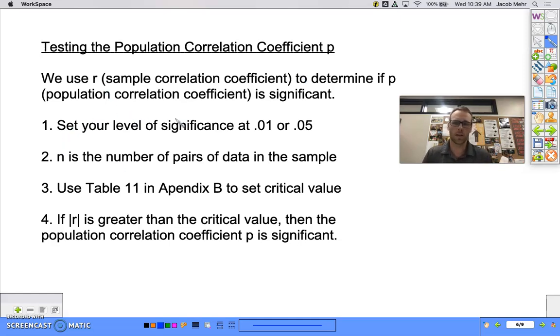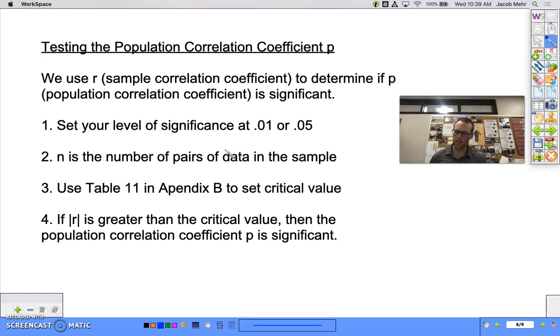So what we'll do is we'll set our level of significance at either 0.01 or 0.05. We're going to be using a table from the back of the book. Those are the two values. N is the number of pairs of data in the sample. So how many pairs of data do we have? That's our N. Okay. We'll use table 11 in appendix B to set our critical value.